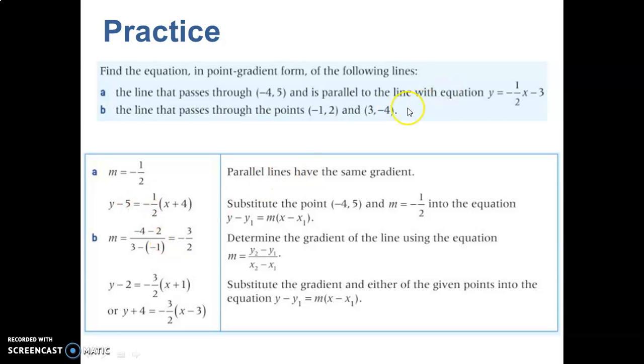In the second one, we take the 2 points, we use our gradient formula to find the slope first, and then we proceed with the same steps. We use point gradient, so we put the slope here, and we put one of the 2 points in these 2 values. So again, x1 and y1 are replaced by one of the points we know. So it looks like they used the point negative 1, 2 right here. You could have used 3, negative 4 as well. And that's why it says or this one. These represent the same line.